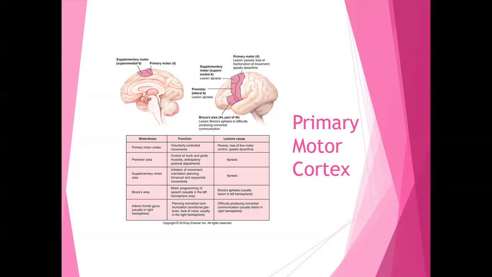The inferior frontal gyrus, usually in the right hemisphere in the area analogous to Broca's area, is responsible for planning nonverbal communication. So emotional gestures, tone of voice. If you have a lesion in that area, then you have difficulty producing nonverbal communication. So the way this presents in the clinic is a very flat affect. Someone seems very emotional, like you tell them something, they're not going to get excited about it. They're going to be very flat.